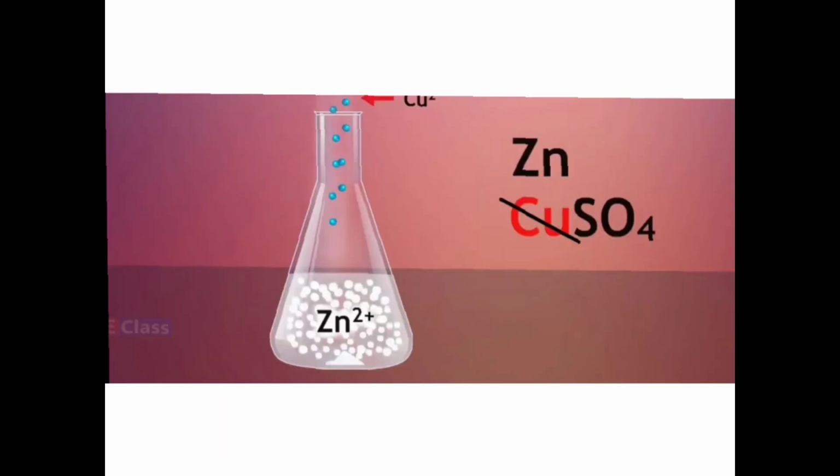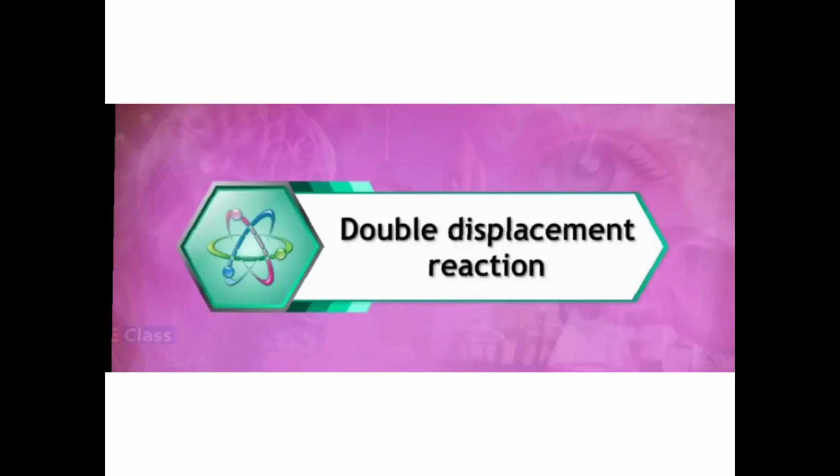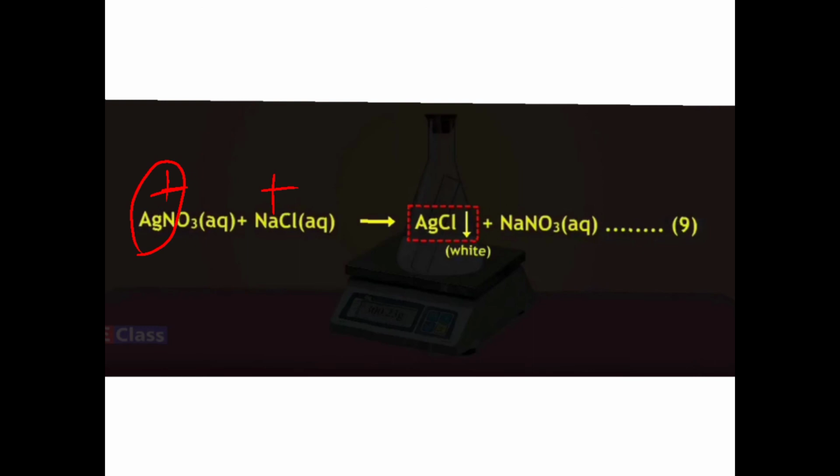So here you can say that exchange took place of the positive ion. So here two persons have exchanged their places, and hence we are getting the two different products. So I repeat the definition of double displacement. The reaction in which the ions in the reactants are exchanged to form a precipitate is called the double displacement reaction.